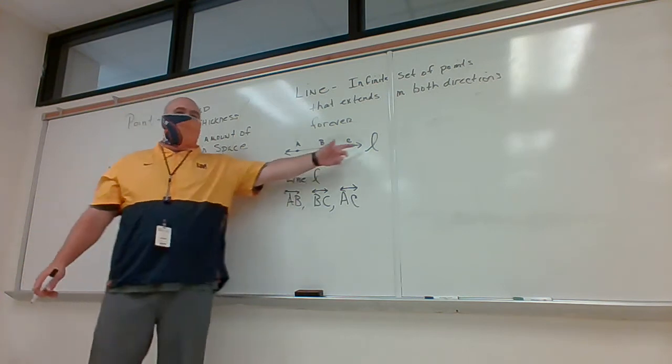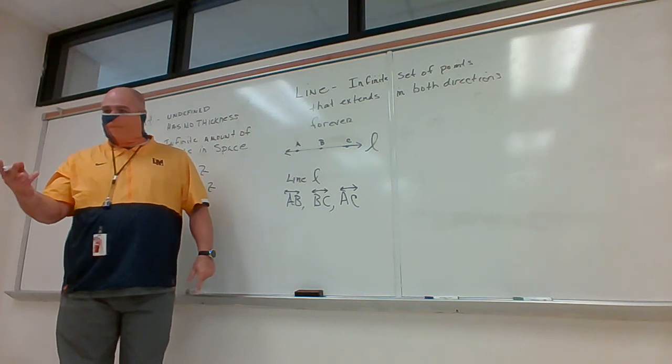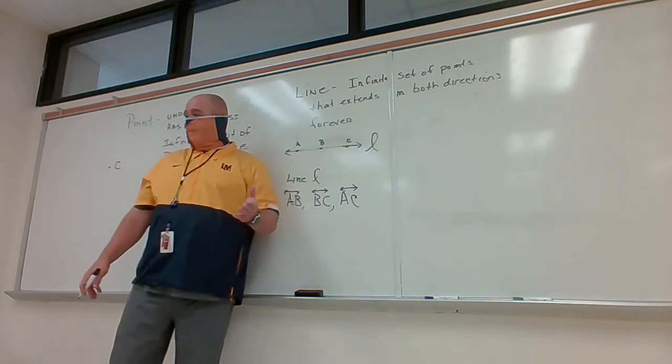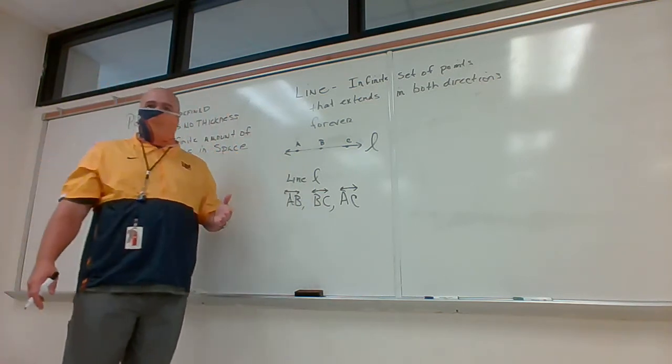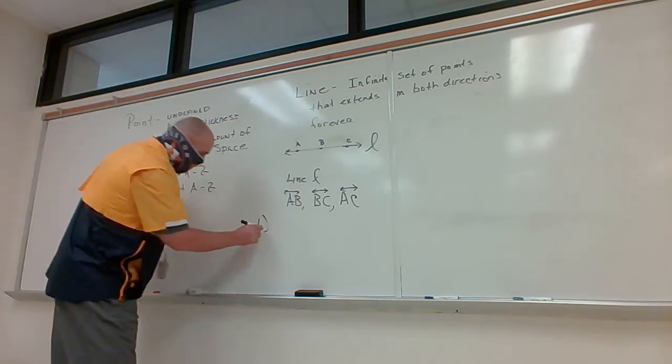But if I don't have the small script letter, then I use 2 points on that line. If I don't have 2 points on that line, I use a small script letter. Okay? Does everybody understand? Simple enough? Yes? Okay.